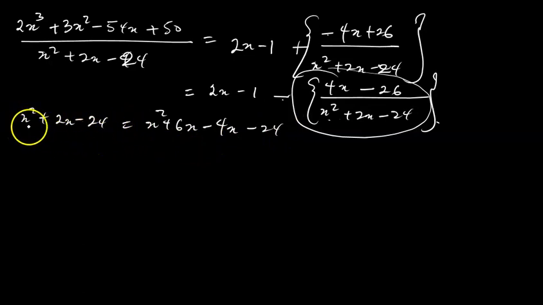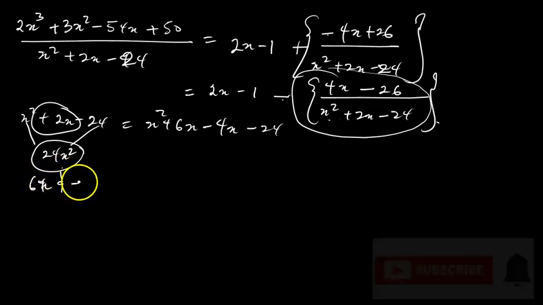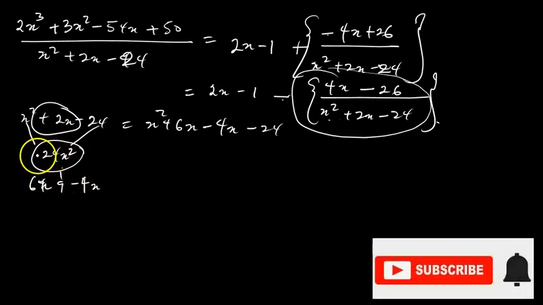What I've just done is I picked 24, I multiplied it by x squared to become 24x squared. Now I'm going to look for the factors of 24x squared such that when I multiply them, I'll get 24x squared, and when I add them together, I'll have 2x. And these factors are 6x and minus 4x. Minus 4x times 6x will bring me to minus 24x squared, and 6x minus 4x will bring me to plus 2x.